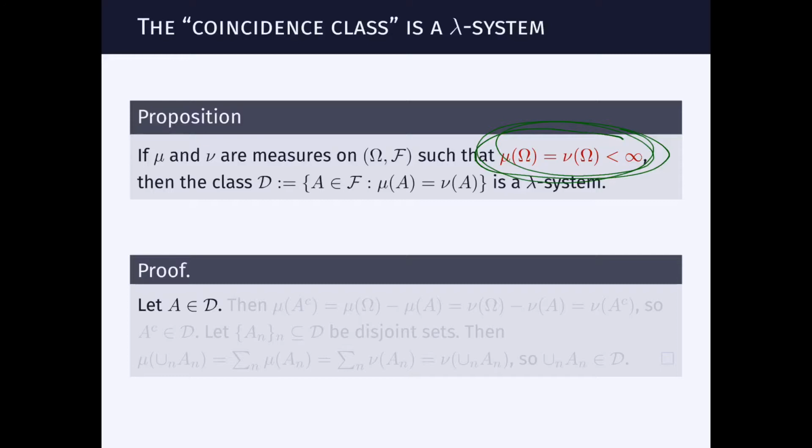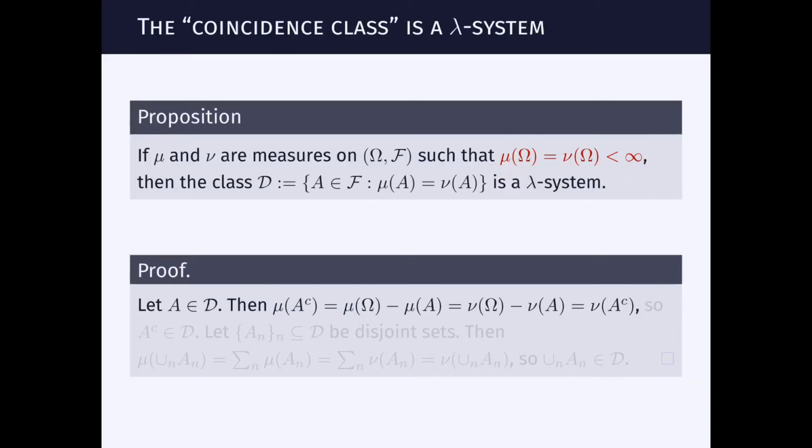But now we can consider the second requirement, being closed under complement. How do we show that it's closed under complement? Well, take some set in this class. Okay, what does it mean for the set to be in this class? It means the measure mu and the measure nu are the same on that set. Then, what is the measure of the complement of A? This is simply the measure of omega minus the measure of A. We can write it this way because we are assuming this measure is finite.